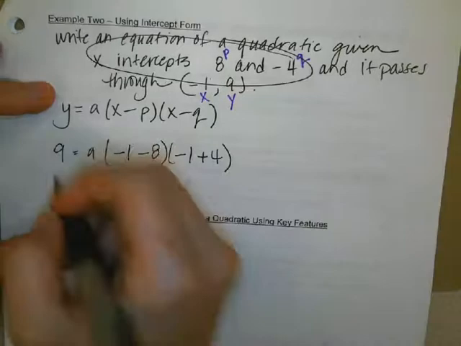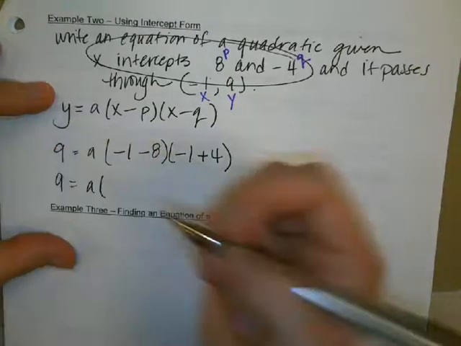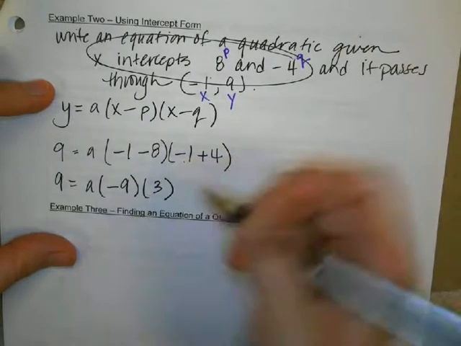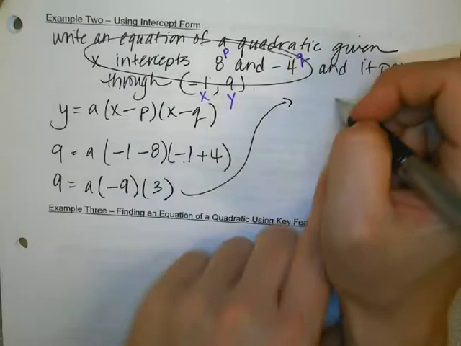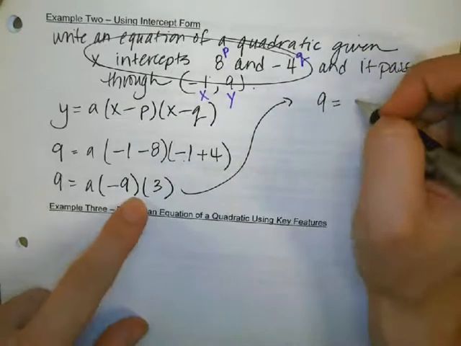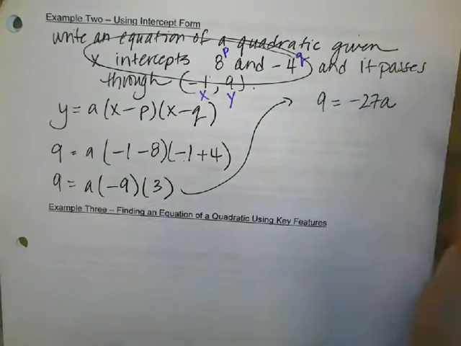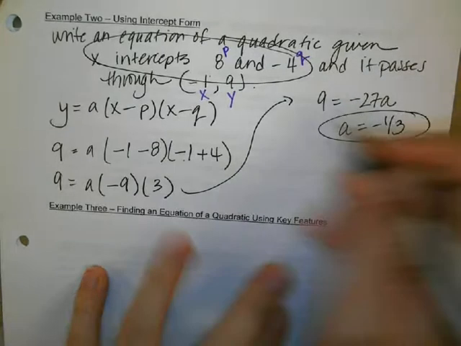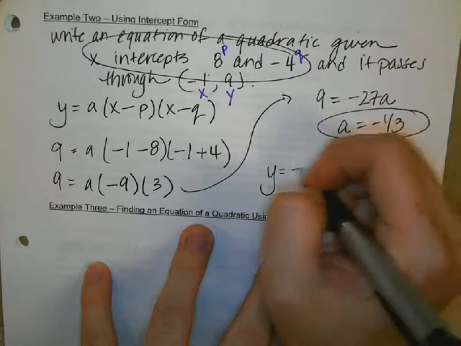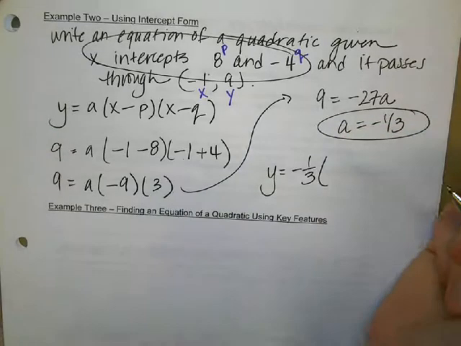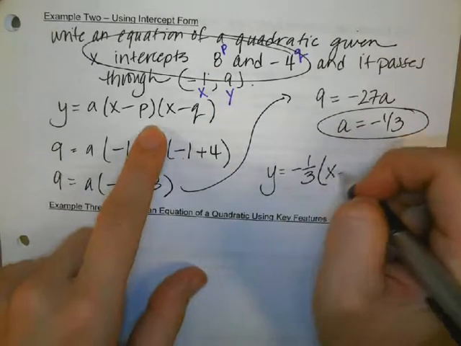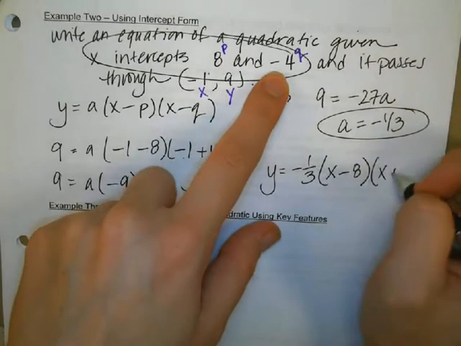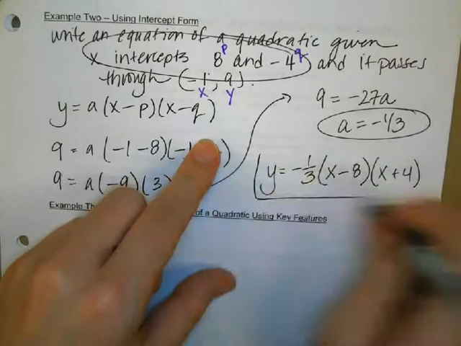Then we're going to simplify. -1 minus 8 gives me -9. -1 plus 4 gives me 3. So we get 9 equals, that becomes -27a. And so a is going to be -1/3. And then to write my final equation, you plug in -1/3, and then the two key points that they give you, which are the p, which is 8, and the q, which is -4. And that's your final answer there.